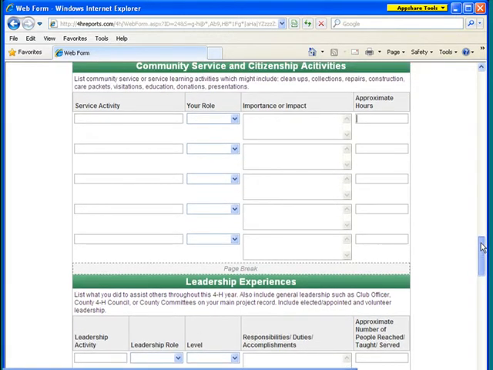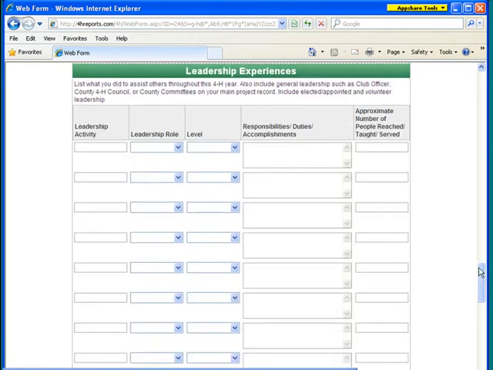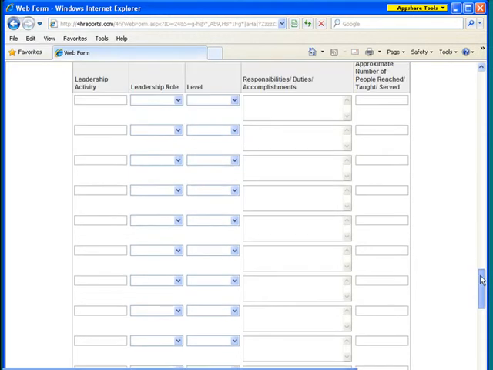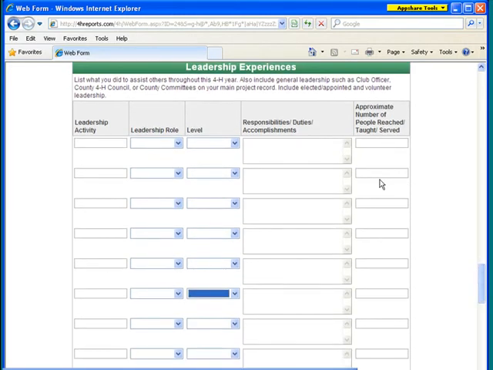To me as a judge, we're not going to concentrate on, this kid had more hours than the other kid, so we need to place it higher. To me, that's irrelevant. Leadership, kind of the same way. Same kind of information that you've been accustomed to seeing in the senior books as well. Leadership, elected, appointed, volunteer, those aren't any different than what you're used to, and then also the levels as well, those are the same. We've added the approximate number of people reached, taught, or served.